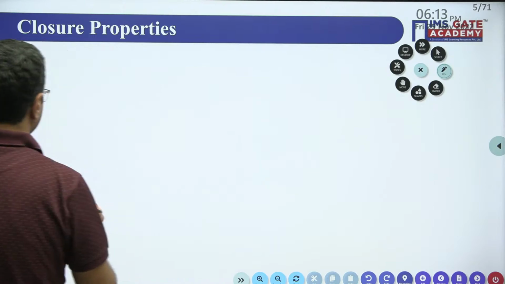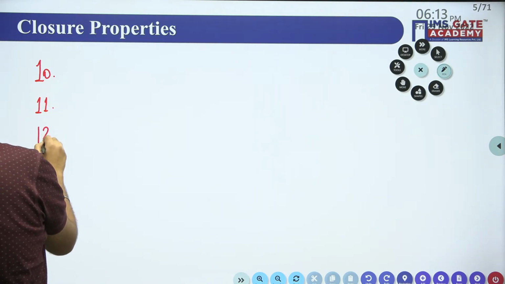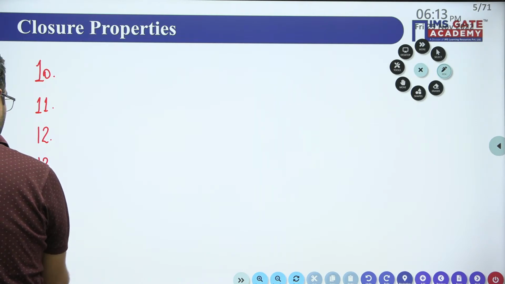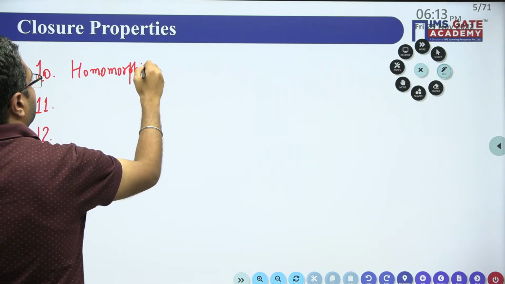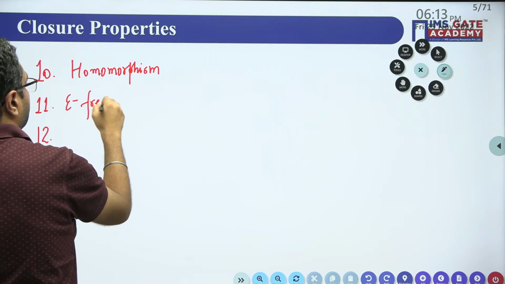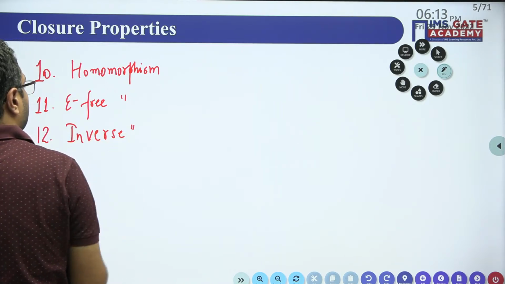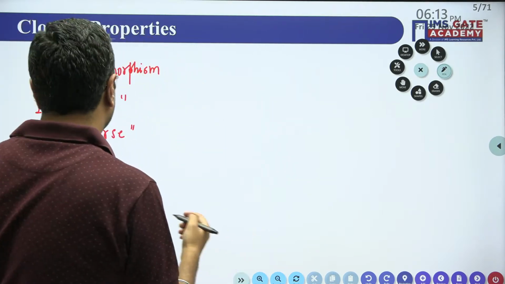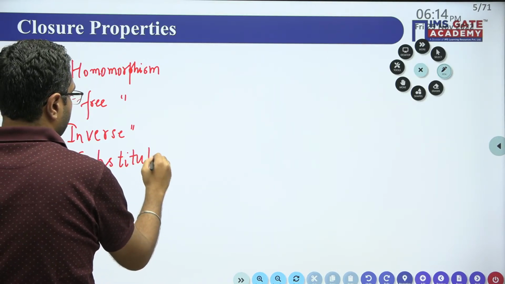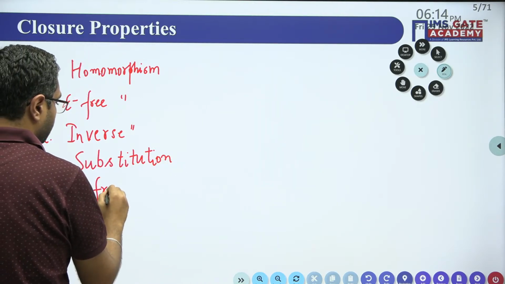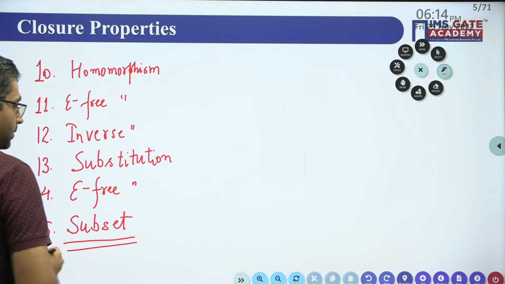So then, how many properties do we need? 9. Then we have something called homomorphism, epsilon-free homomorphism, then we have inverse homomorphism. By these commas, I mean you'll copy what is written above. I hope you all know this. Inverse homomorphism, then we have substitution, then epsilon-free substitution, and then finally the subset operation. So these are all the 15 properties.